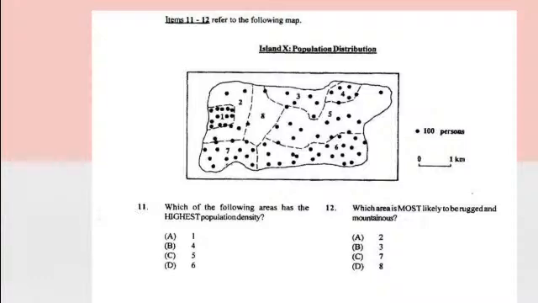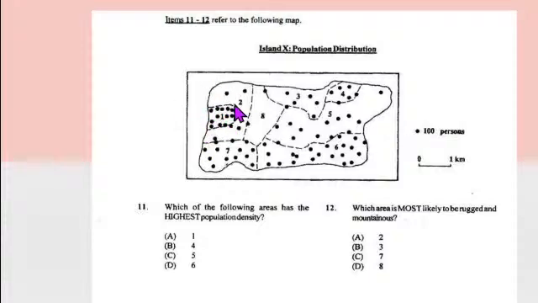All right, on this one here, it is Island X population distribution. Number 11, which of the following areas has the highest population density? So population density is basically talking about the number of persons in a specific area. We have several areas on the map here, and they are numbered. Each dot is representing 100 persons.